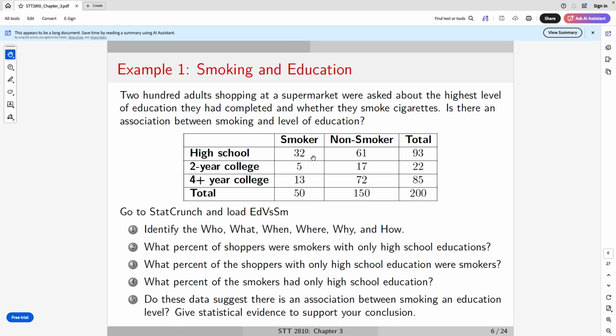And so let's go to StatCrunch and load this data. Please open Pearson and let's go to StatCrunch and load this data. I remember last week I showed you how to load data. So please go to StatCrunch and then let's load this data.